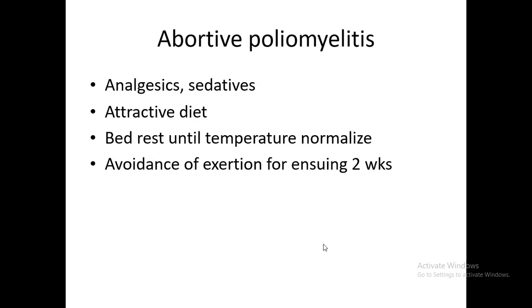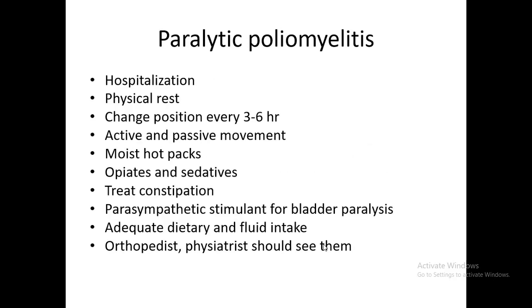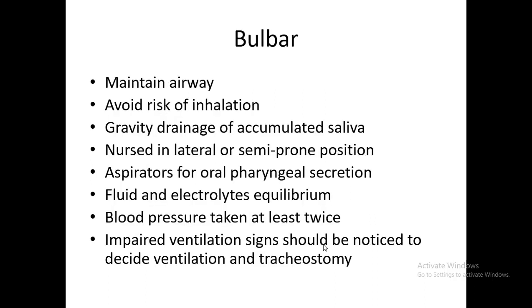For abortive poliomyelitis, we need to give analgesics, sedatives, and an attractive diet with bed rest until temperature normalizes. For the paralysis, we need to hospitalize the child, physical rest, change the position every 3 to 6 hours, active and passive movement, moist hot packs, etc. For the bulbar form, we have to maintain the airway and avoid the risk of inhalation, maintain the fluid and electrolyte equilibrium, and monitor the autonomic function, especially the blood pressure.